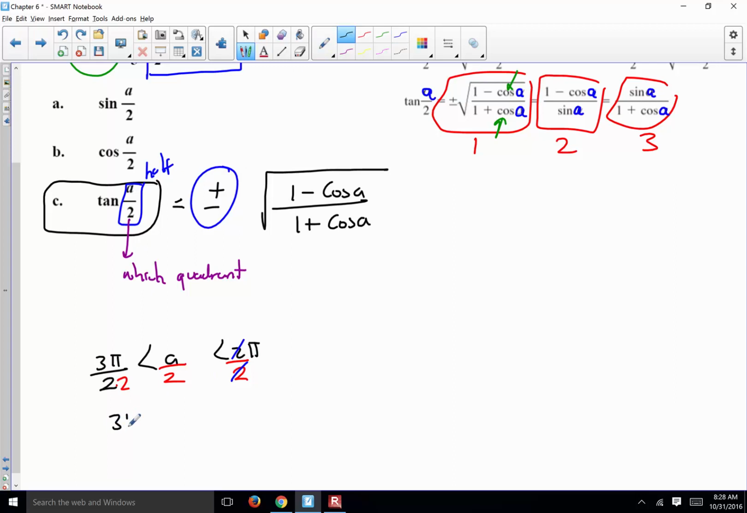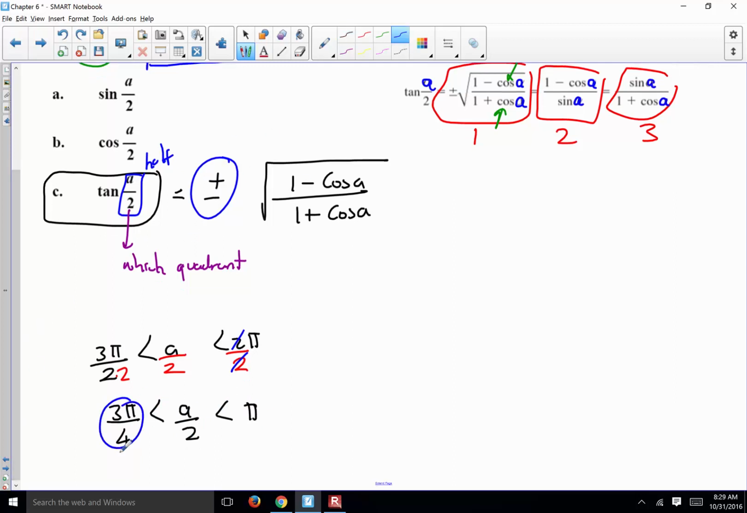3 pi over 4, a over 2, pi. What is 3 pi over 4? It is 135. Pi is 180. So which quadrant is a over 2 in? It's in quadrant 2. So for an angle in quadrant 2, what sign does tangent take? Plus or minus?